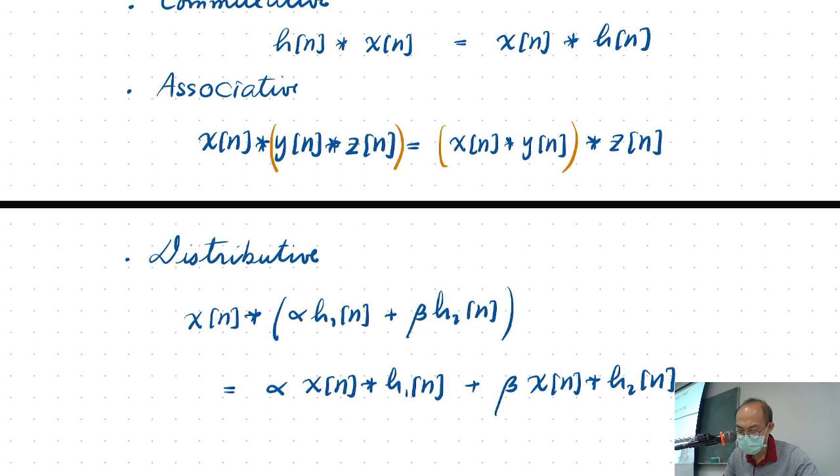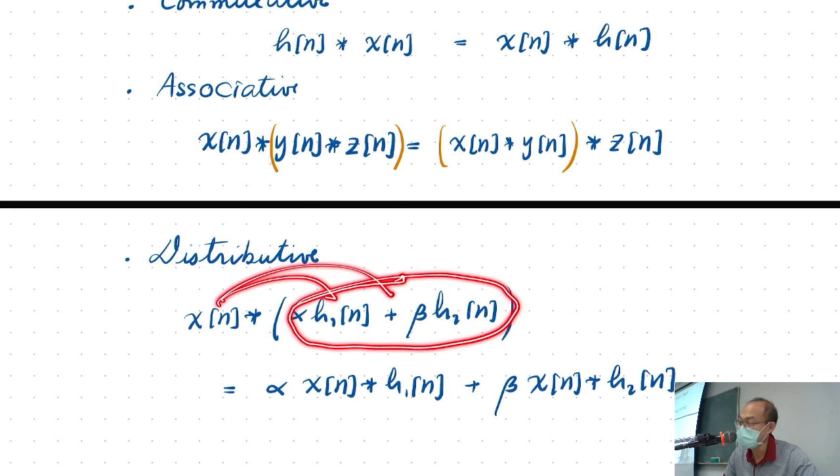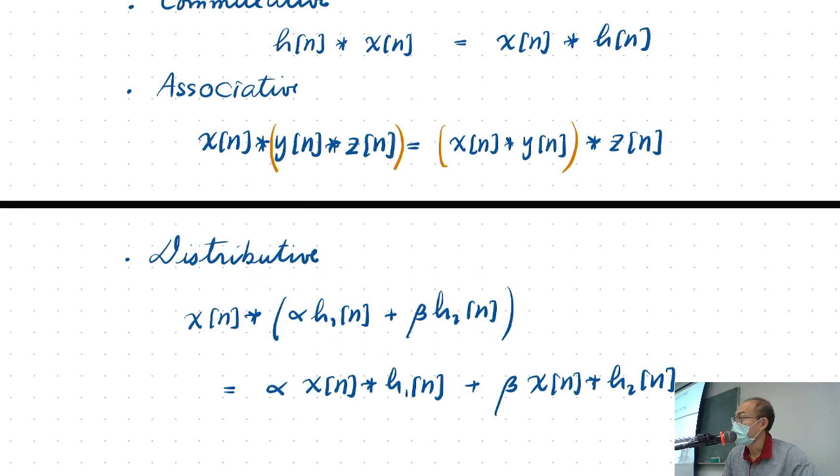Even though I'm writing down only two terms in the parentheses, in reality there can be more than two terms here. There can be 3, 4, 5, or even an infinite number of terms inside the parentheses, and you can do this distribution over all of them. Okay, so those are very basic and important properties of the convolution sum.